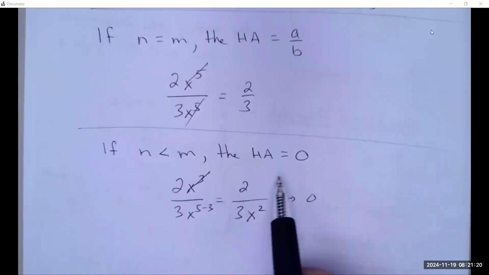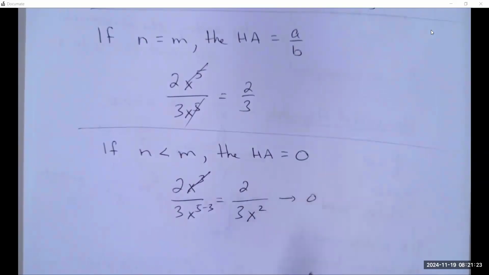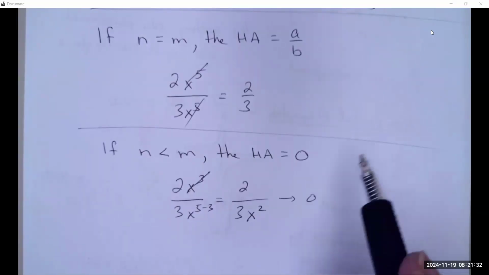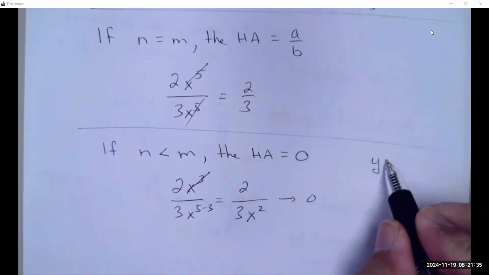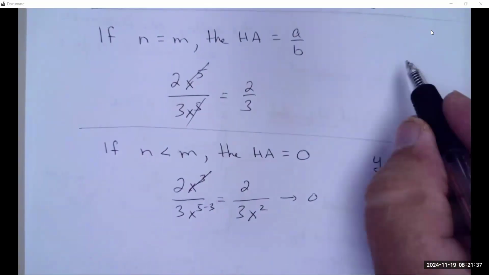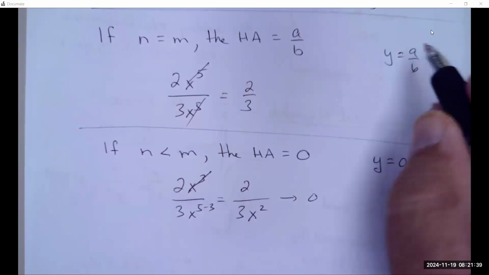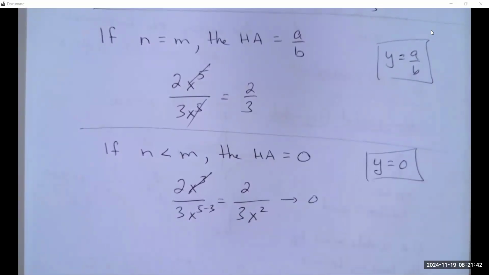Let's see, if the horizontal asymptote is 0, what does that mean in our graph? It does not touch the x-axis because the horizontal asymptote is the equation y equals 0. Y equals a over b is the equation of the line of the horizontal asymptote. Remember in the first chapter when we talked about horizontal lines, it's y equals whatever it crosses. Let me look for some examples here.